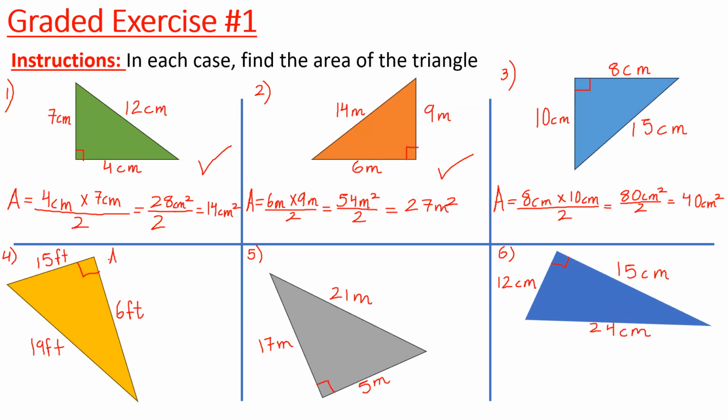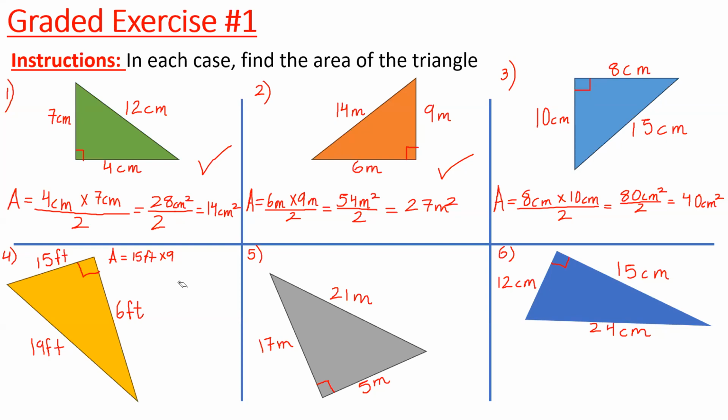The area. I put 15 for my base. 15 is the base. Good. And the height is 6. I put the height as 6. Very good. The base is 15. The height is 6. Sorry.